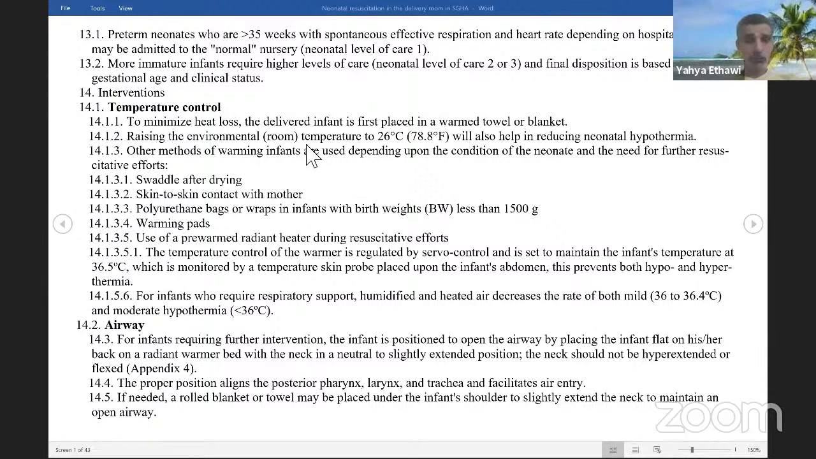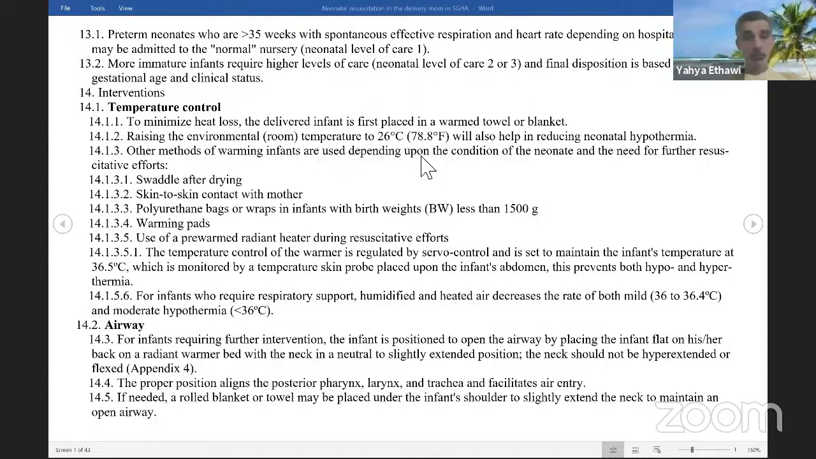The most important point, especially for those less than 30 weeks, is to raise the room temperature of the labor room or the operation room up to 26 degrees Celsius. And remember, this is very hot, so it needs to be adjusted at least 30 minutes, if possible, before delivery. So we have to call the maintenance to control the temperature if we cannot control it ourselves.